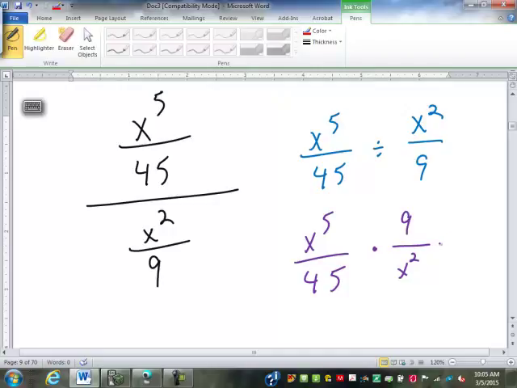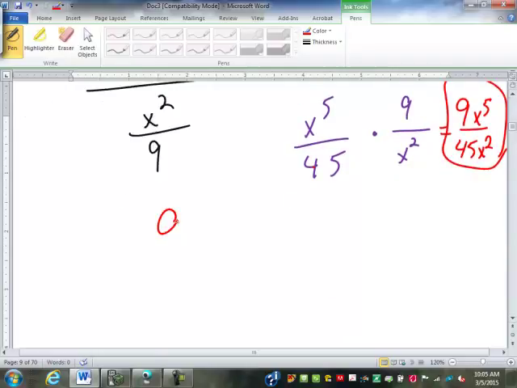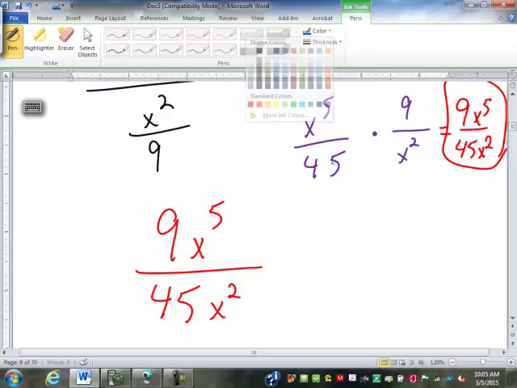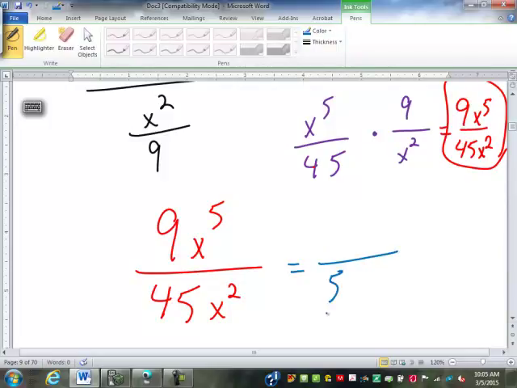Now we'll multiply. x to the 5th times 9 is 9x to the 5th. 45 times x squared is 45x squared. But we still need to reduce that fraction. 9 and 45 can be reduced by 9. That gives me 1 and 5. I'm going to leave the 1 off. I don't know if I need the 1 up here or not yet.